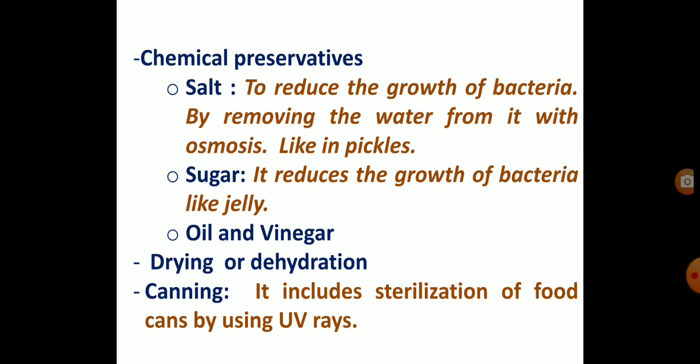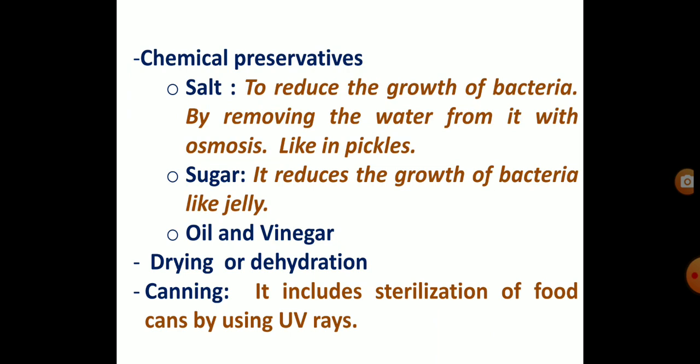Chemical preservatives. There are different things which are used to preserve jam, squash, ketchup. The commonly used preservatives are salt, which reduces the growth of bacteria by removing water from them through osmosis, like in pickles. Sugar reduces the growth of bacteria, like in jelly. Oil and vinegar provide an environment in which microorganisms cannot grow. They are used to preserve vegetables, fruits, fish, meat, pickles.